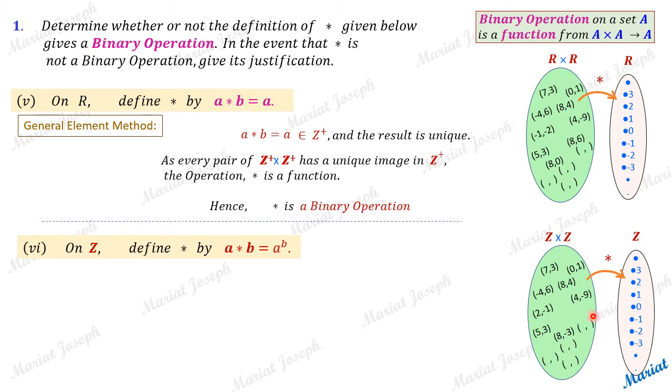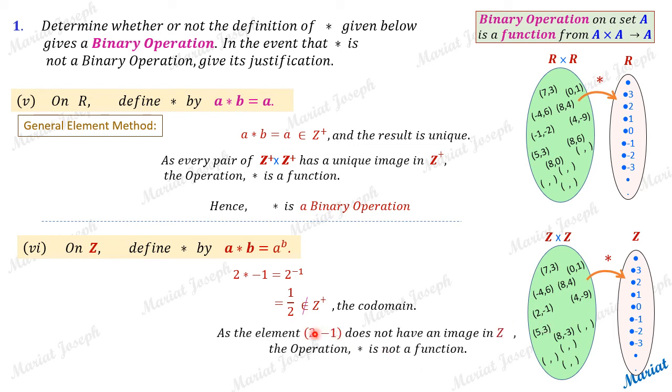But remember, in case the power is negative, what will happen? Say for example, 2 star minus 1, if you are calculating. According to the rule it should be 2 raised to minus 1, and we know 2 raised to minus 1 is half. Where is half available in the codomain? Half is a fraction, that's not an integer. So 2 comma minus 1 will not have an image. That half does not belong to the codomain. Therefore, this is a counterexample for it to be a function.